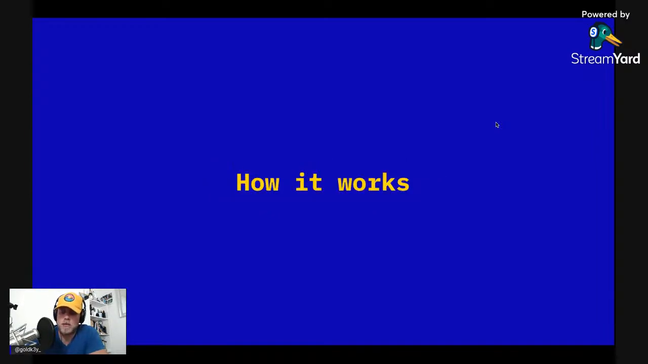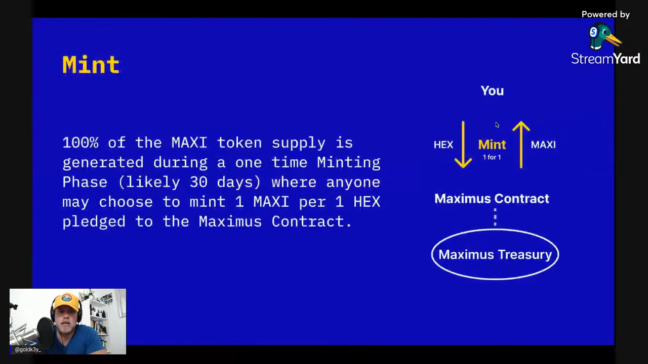Let's talk a little bit about how it works, and maybe we can go a little more in depth in the video. During the mint phase, anyone that wants to can pledge one hex to receive one Maxi. The incentive to be early in Maxi is to get this rate, because after this mint phase ends, the price of Maxi will go up. We'll touch more on that later. But I highly recommend, if you're considering Maxi, to participate in the mint, because you will get the best rate for Maxi.